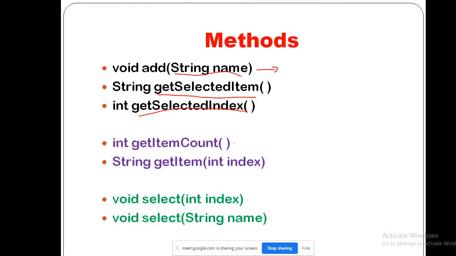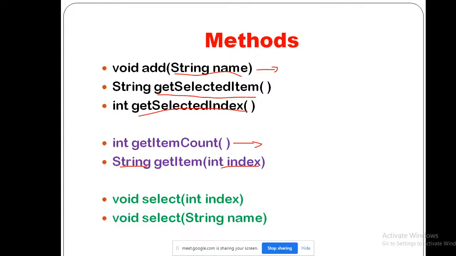If you want to know the number of items available inside the choice, we can use getItemCount. It returns the number of items inside our choice. Then we can get an item using the index also. For that, we need to pass the index, and it returns the label at that specific index.